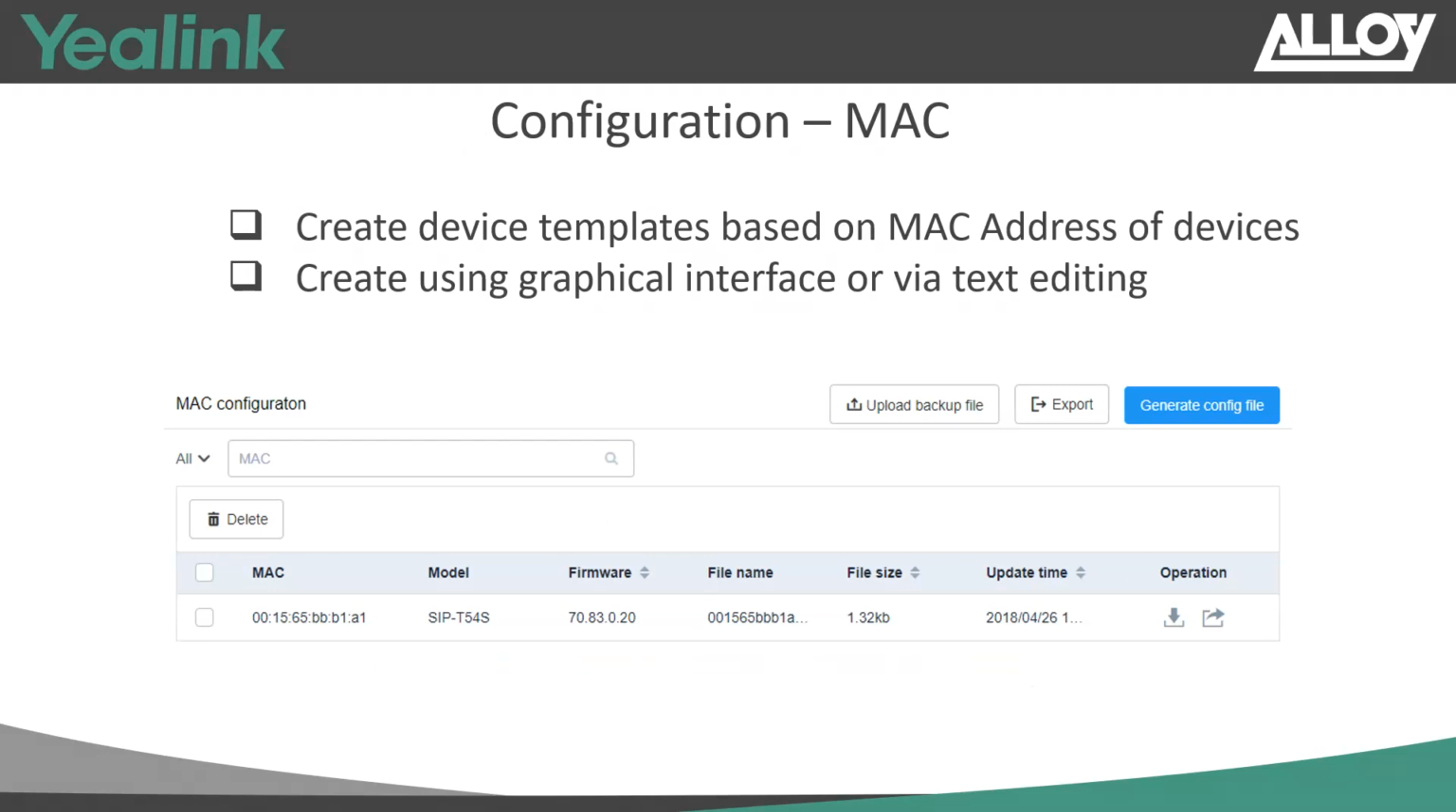All right, if you do have unique requirements for a single phone, rather than doing it via a device or via a group, we can create a specific configuration file purely for an individual phone. So based on the MAC address of the phone, we can create a configuration template for that MAC address, and that configuration file will only be pushed and used to that device with a matching MAC address.